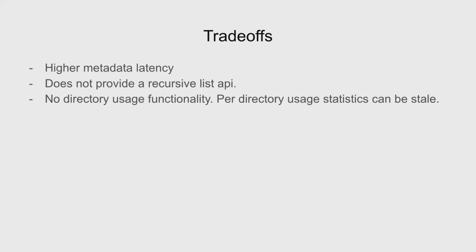Due to this hash partitioning, Tectonic is also not able to provide a directory usage functionality, which is the du command. And as a consequence of this, Tectonic periodically aggregates its per directory usage, but that data might be stale when you see it.